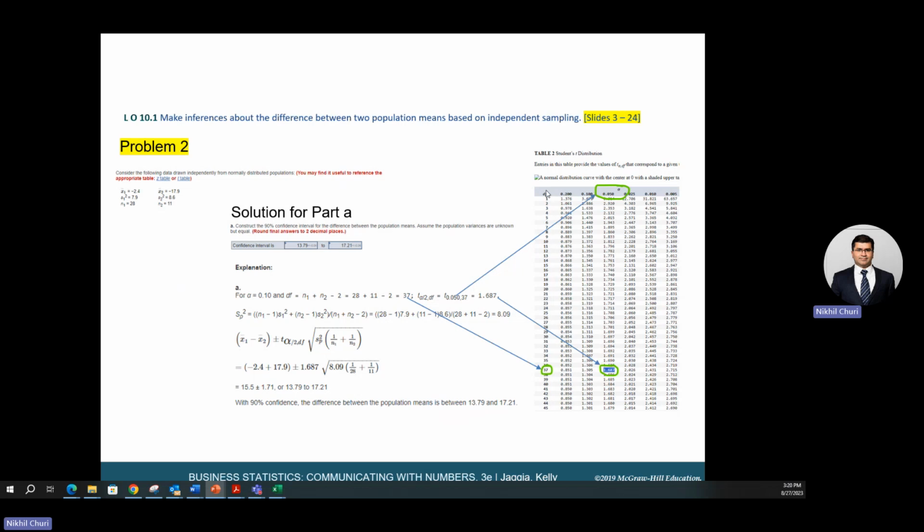On your extreme left-hand side the column is degrees of freedom, and the horizontal row has all the different values of alpha. For example, here are alpha values of 0.2, 0.1, 0.05, 0.025, 0.01, and 0.005. In this case we are looking at alpha of 0.1, and you're supposed to divide it by 2. So alpha by 2 is 0.1 divided by 2, which is 0.05. So I'm looking at this column, alpha of 0.05, and I'm looking for the number at 37 degrees of freedom. If I go from top to bottom, I'm looking for the number 37.